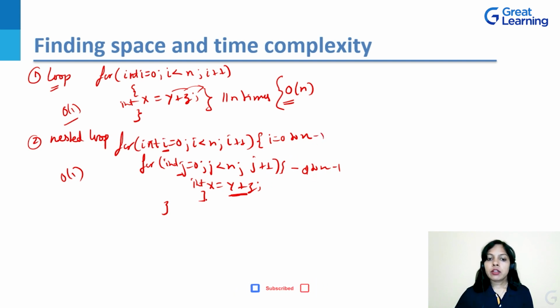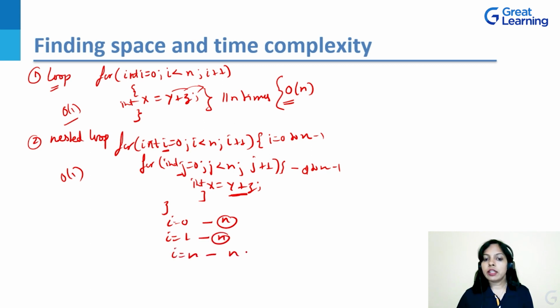It means what? For i value as 0, this code runs n times. Then i value of 1, this code runs n times. Up to i value of n, this code will run n into n times. Are you getting my point? So this is a mathematical concept here. So n into n, that is the time complexity, will be O of n square.